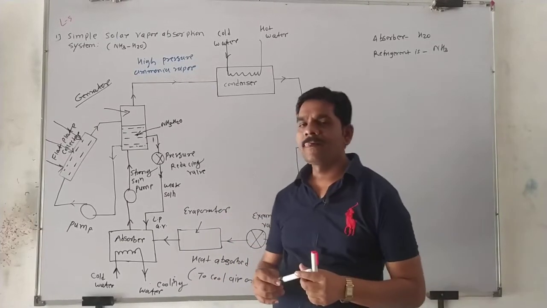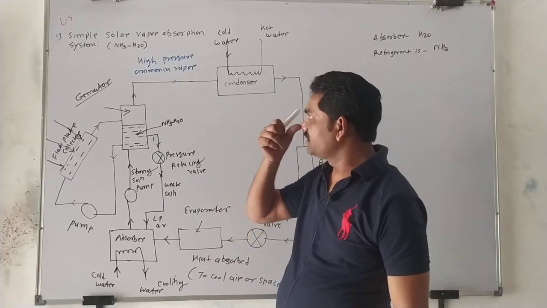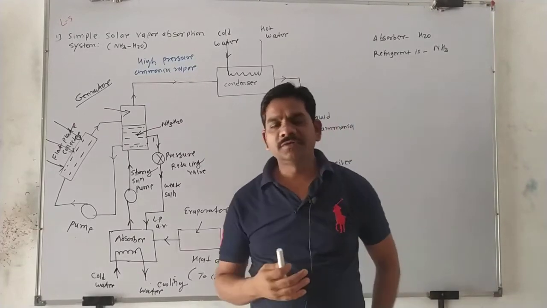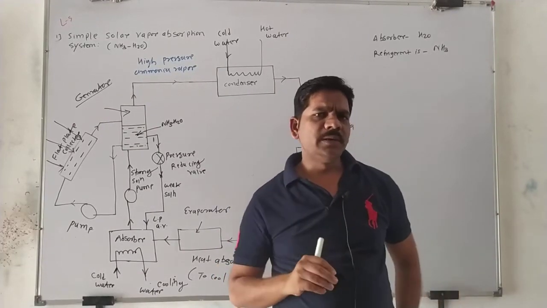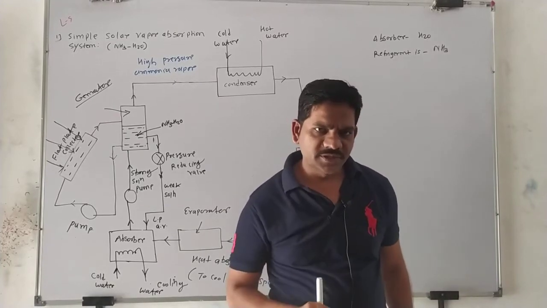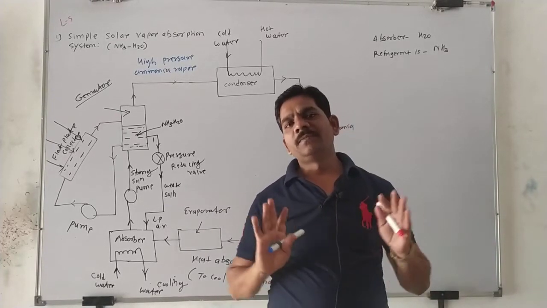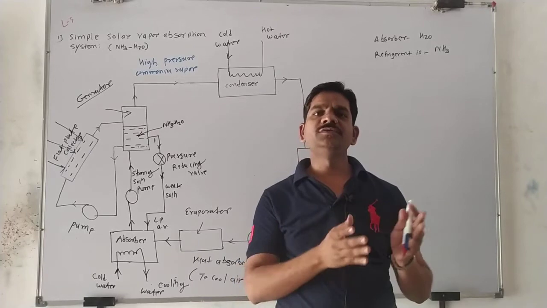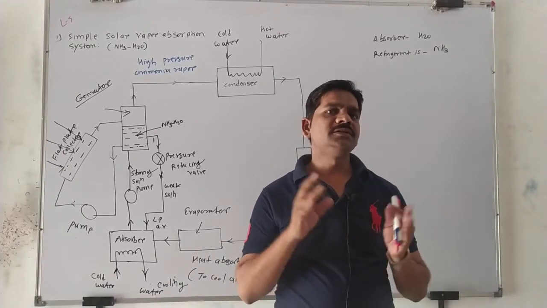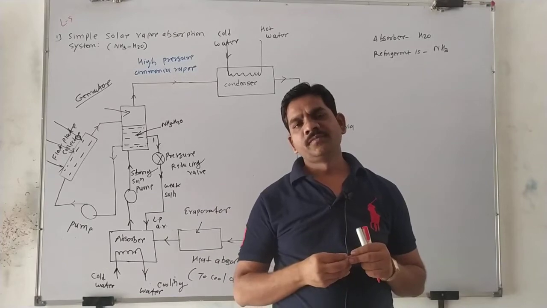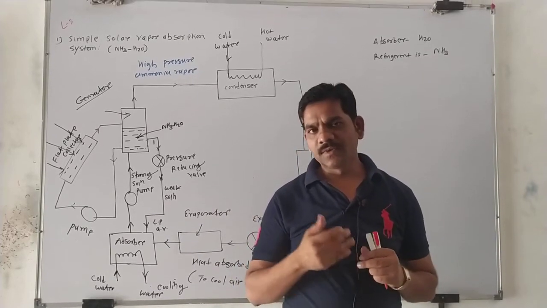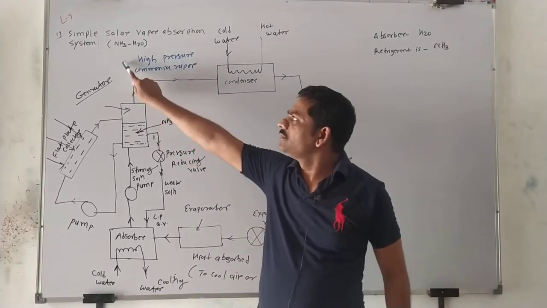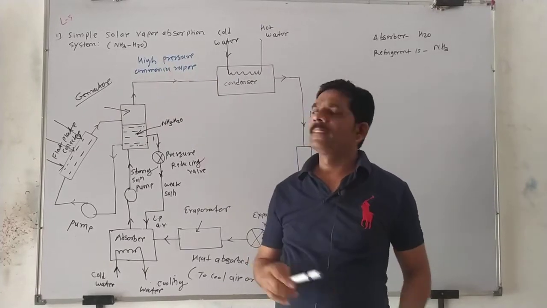So let's see here. Today we have to discuss a simple solar vapor absorption system. Cooling systems are of two types: one is the vapor absorption system and another is the vapor compression system. These are the two classifications of cooling systems used in our conventional methods, but they are operated with the help of electrical energy. Here, instead of electrical energy supply, we can use solar energy. So this is the simple solar vapor absorption system.